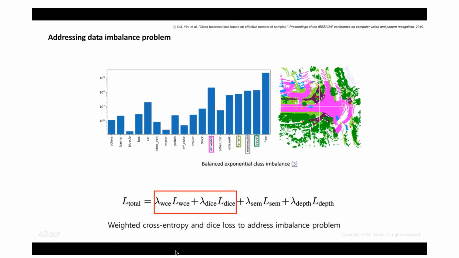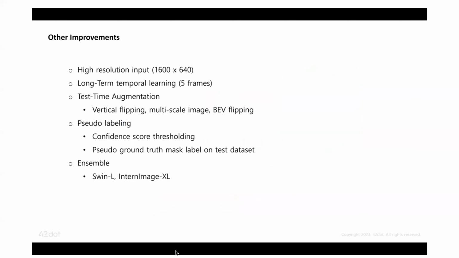We also address the data imbalance problem. As shown in the figure, the portion of common classes is nearly 10,000 times higher than that of rare classes. To address this problem, we employ weighted cross entropy and dice loss. We also employ other common techniques for performance improvements, such as high resolution input, long-term temporal fusion, test augmentation, pseudo labeling, and more.